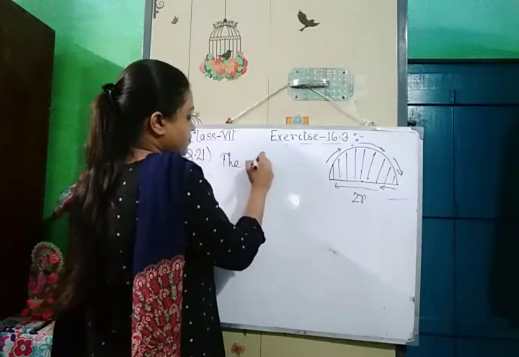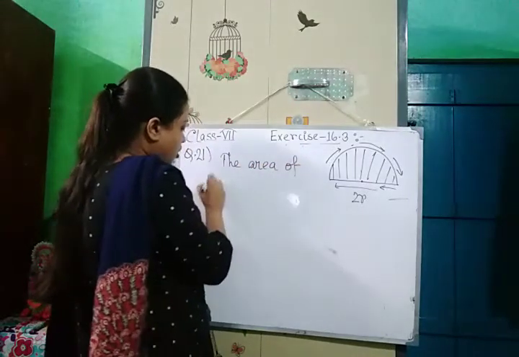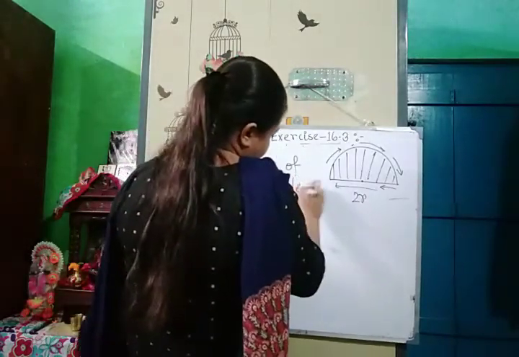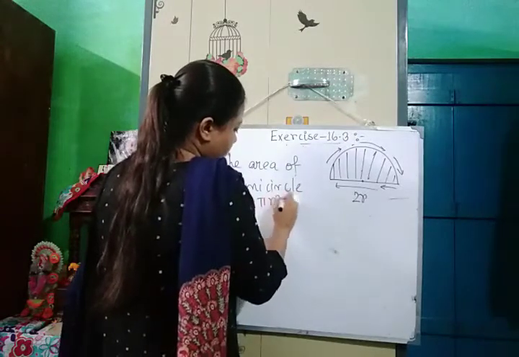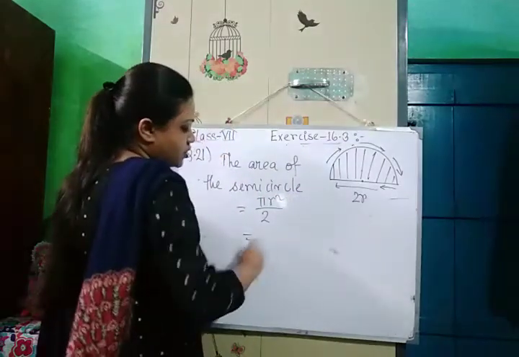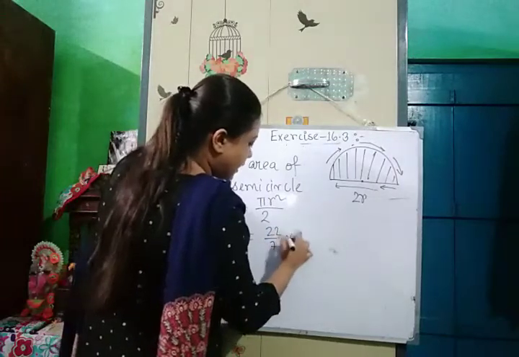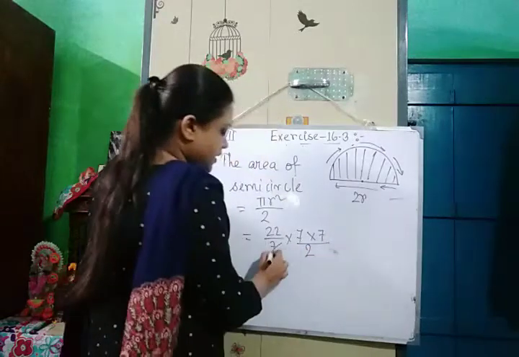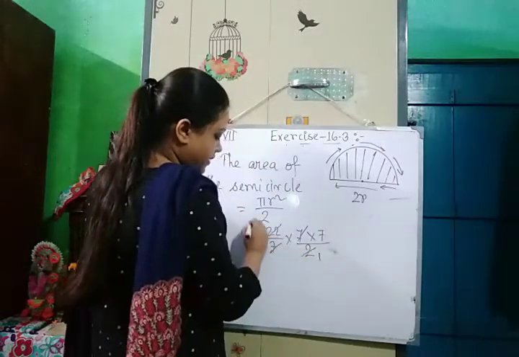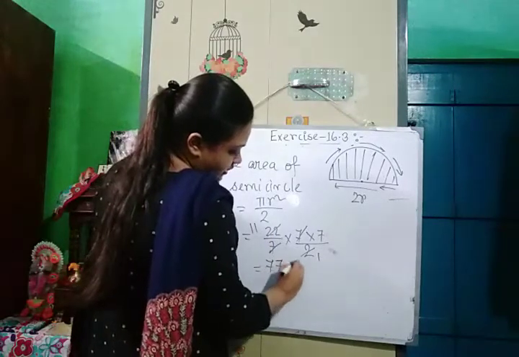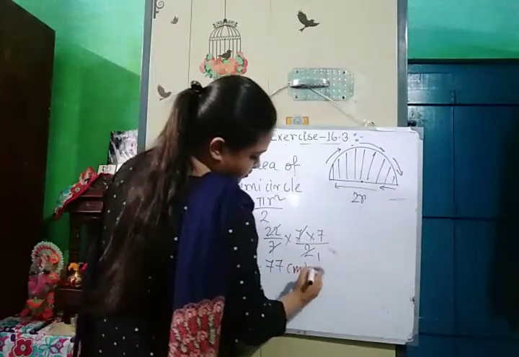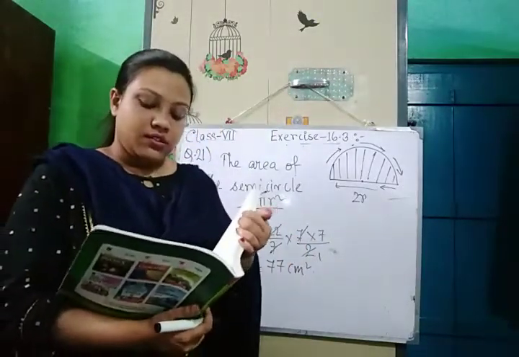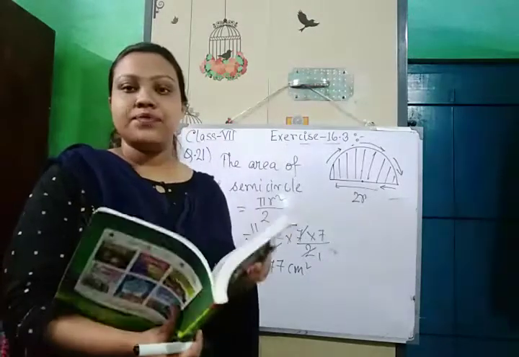The area of the semicircle is equal to pi r square divided by 2. So pi is 22 by 7, r is 7, so r square means 7 into 7 divided by 2. 7 cancel, 2 ones are 2, 2 11s are 22. So 7 into 11, 77 centimeter square is the area of the shape. Okay, so I hope this is clear.